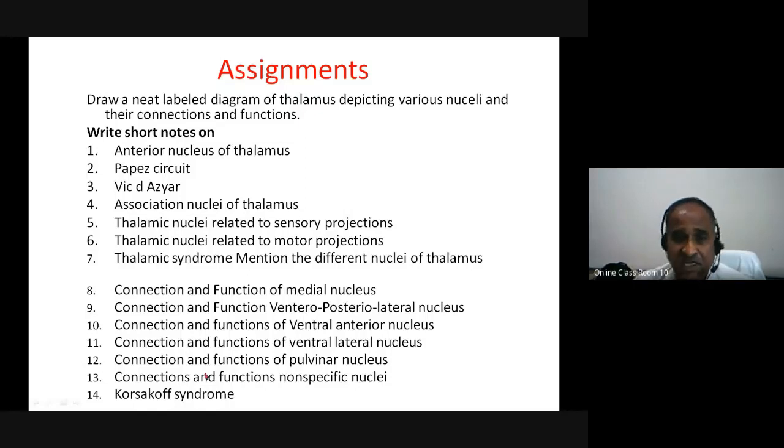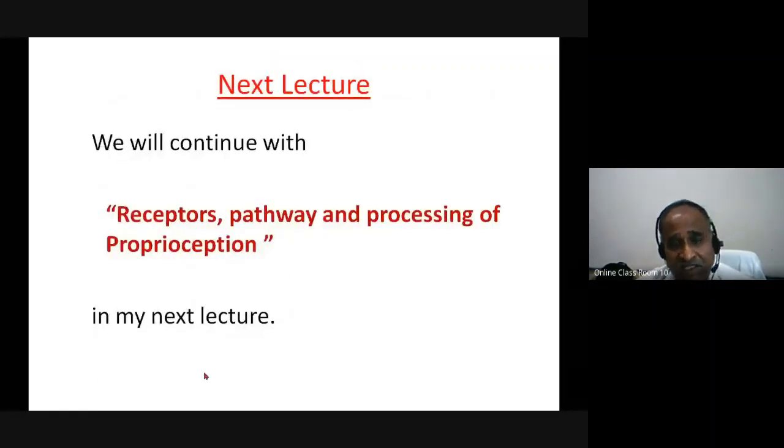Okay, these are the assignments. You should try to put them together, so you will all be happy with the thalamus. In the next lecture, we will look into the receptors, pathway, and processing of proprioception.